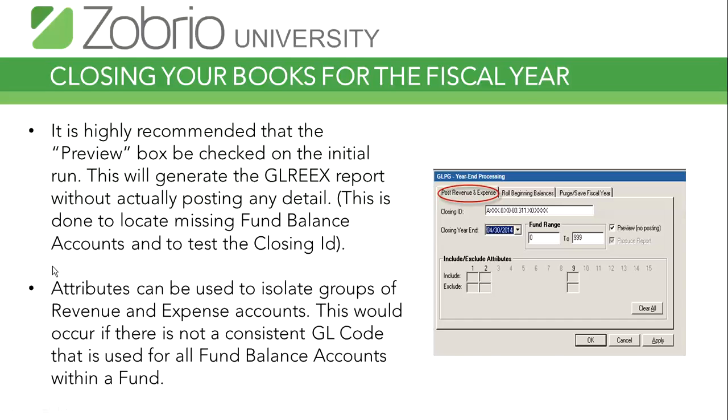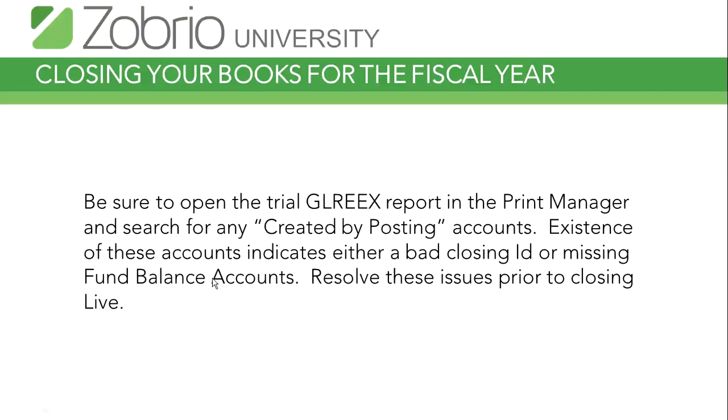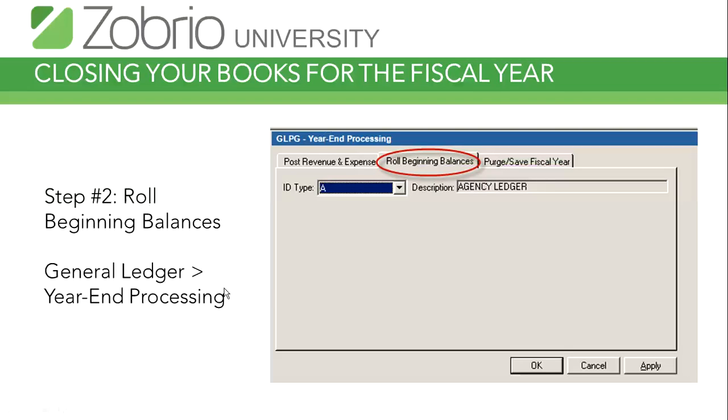Okay. Now, from here, what ends up happening is your post revenue and expense is by fund. And again, you can enter in a range of funds or you can do fund by fund. But typically what we recommend is close all your post revenue expense for all your individual funds, and then go to step 2, which is roll beginning balances.